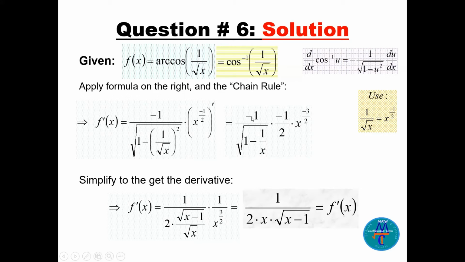Just simplify here. Minus 1 times minus 1 will be plus 1. There is a 2 in the denominator. Here we can find the LCD, so it will be x minus 1 over x. We can have it into 2 radicals. And this is x to the power 3 over 2. Now we have the same base here, x to the power 3 over 2, x to the power half, so we can subtract 3 over 2 minus half, which will be 1. So the final derivative will be 1 over 2x, I mentioned here 2 times. You can write 2x square root of x minus 1 as an easy answer.